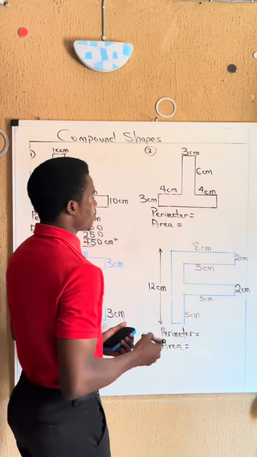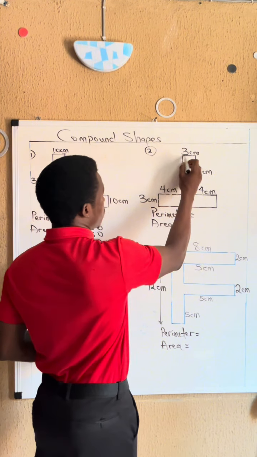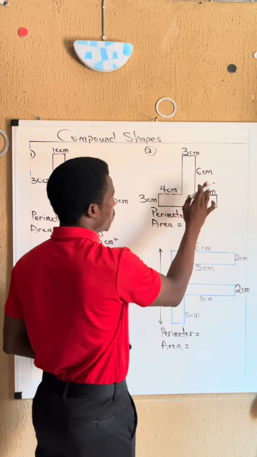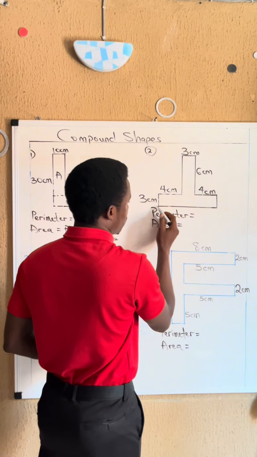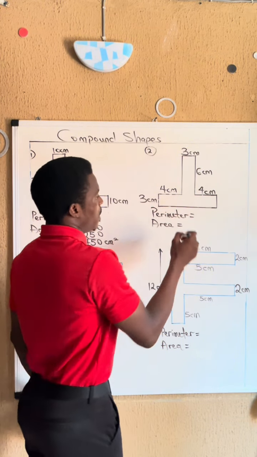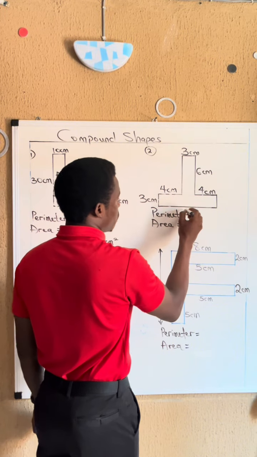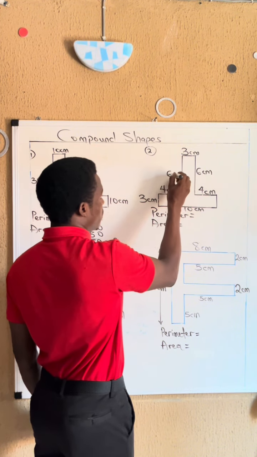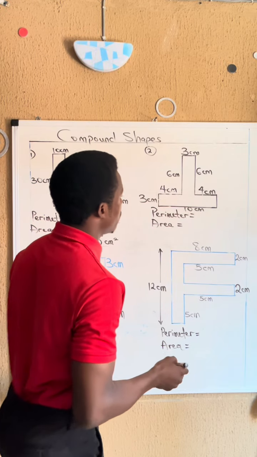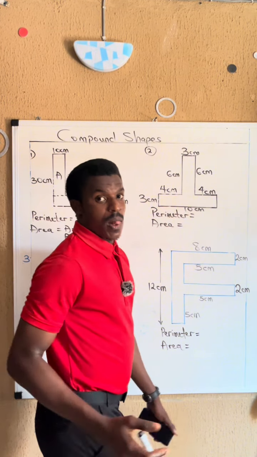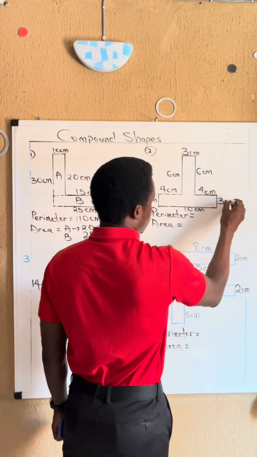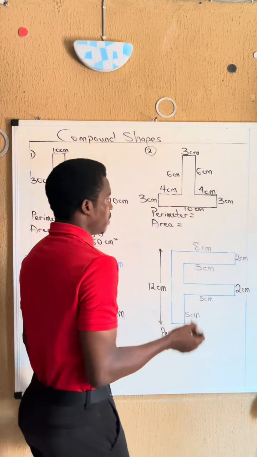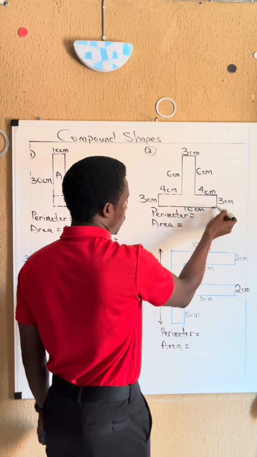Another composite shape here. The horizontal here is 3. The horizontal here is 4. The horizontal here is 4. There is no other horizontal except this last one, which is the longest. So when I add 3, 4, and 4, it gives me 10 centimeters. This place is missing, so I have to write 6 centimeters. And this place is also missing. That is 3 centimeters automatically. Why is this 6 centimeters? Because it is the same length as this. And this is 3, and this is the same length as this.